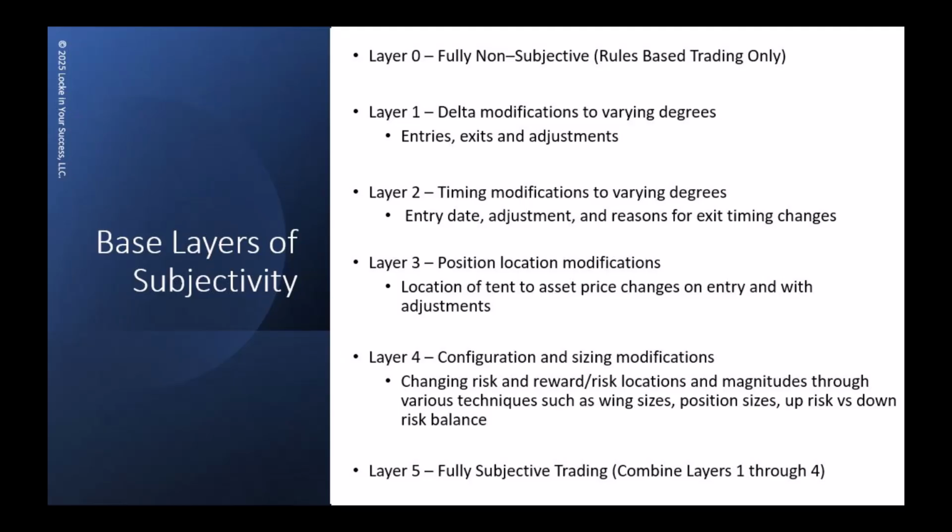And then we have configuration and sizing modifications. I don't like the look of my 60-40 broken wing butterfly. I'm going to do a 50-30. Maybe I'm going to hold position and turn this into a vertical. Maybe I'm going to redo a reverse broken wing butterfly, right? So there's all these different things that we can do with configurations. Maybe I'm going to lower my size by making my wings smaller, or I'll lower my size by putting on fewer contracts or adding extra contracts, depending on what's going on in the market and what your opinions are.